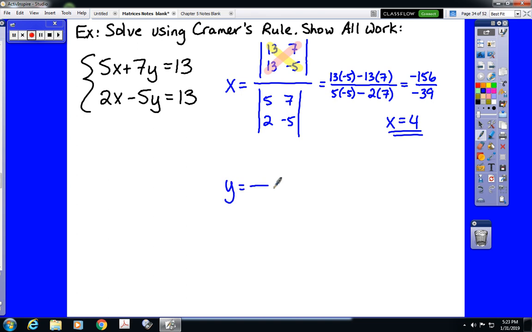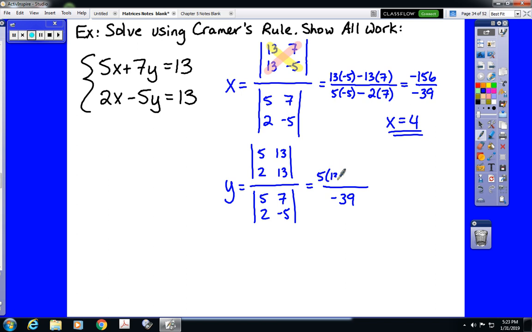Now y is actually even easier than that. And the reason for that is we already know that this bottom determinant is the same determinant. So we don't have to redo this determinant. It's the same determinant. We know that is already equal to negative 39. So all we have to do is the top determinant. Now remember, on the top for y, the x column will remain the x column, and the y column will be the one that gets replaced with the answers. So we would be doing the determinant of 5, 13, 2, 13.